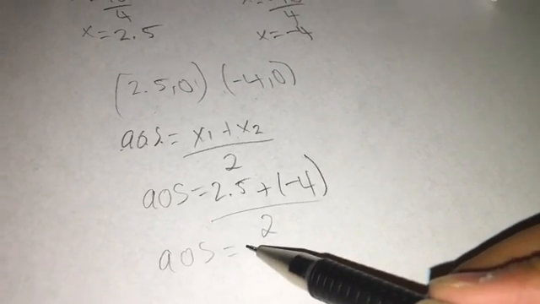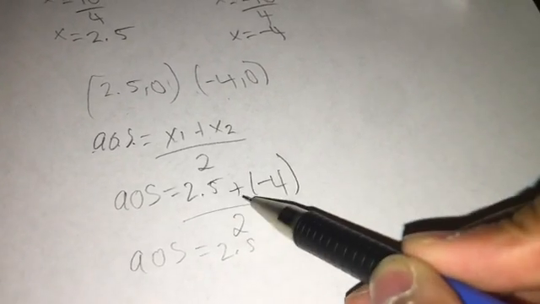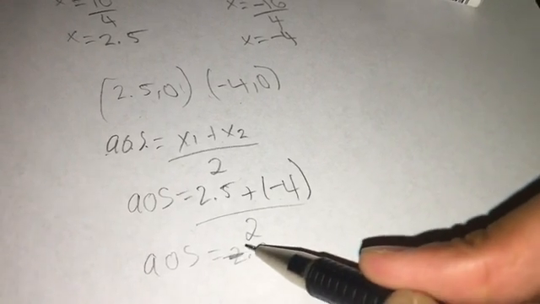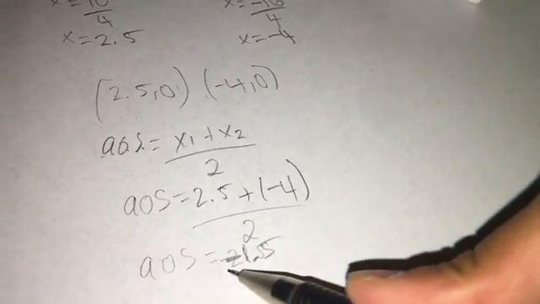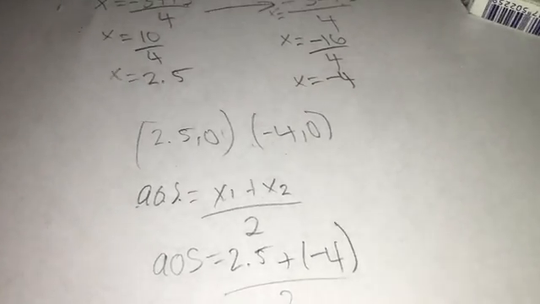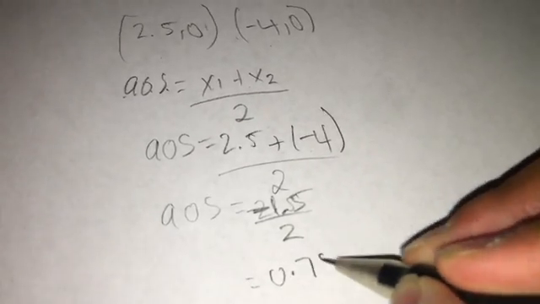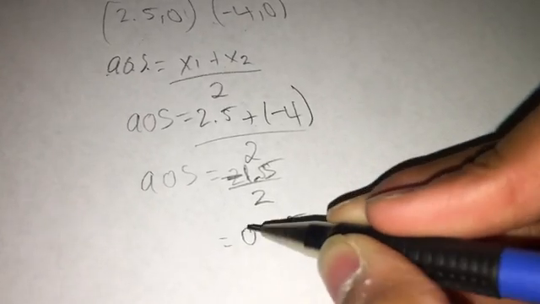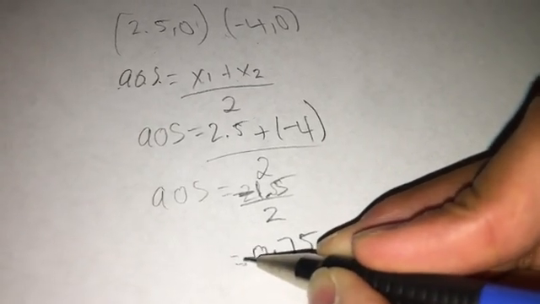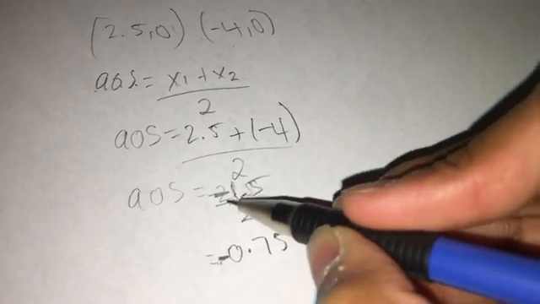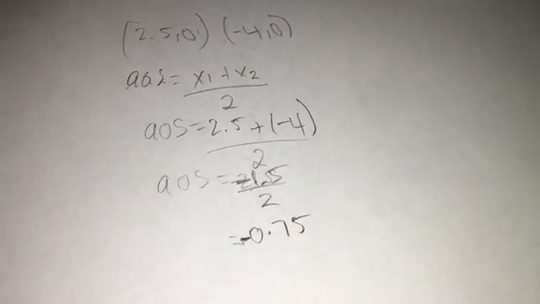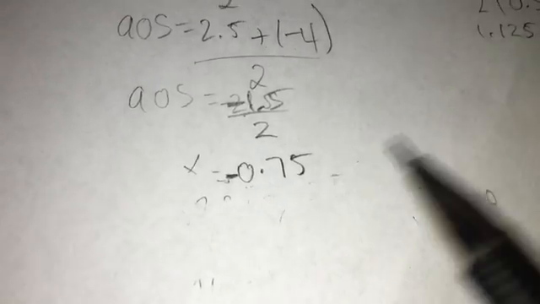AOS equals 2.5 plus negative 4 is negative 1.5, divided by 2 is 0.75, with the negative. So that's the axis of symmetry. So since our axis of symmetry is negative 0.75, we're going to put it in the original equation.